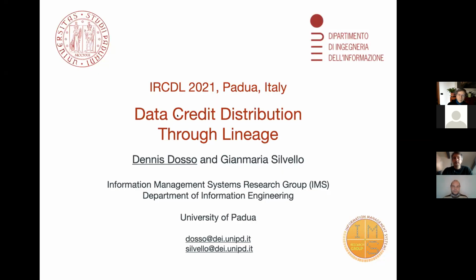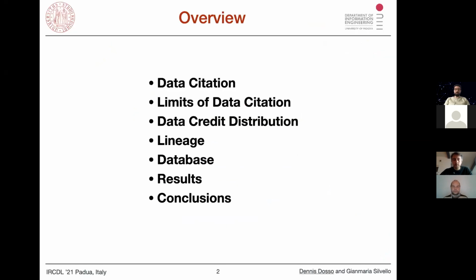So, hello everyone. I'm Dennis Dosso. I am a postdoc researcher at the University of Padua. And today I'm going to talk to you a little bit about data credit distribution. So I will very quickly discuss data citation and one of its limits. I will talk about data credit, how we performed our experiments, and then we will conclude with our future work.